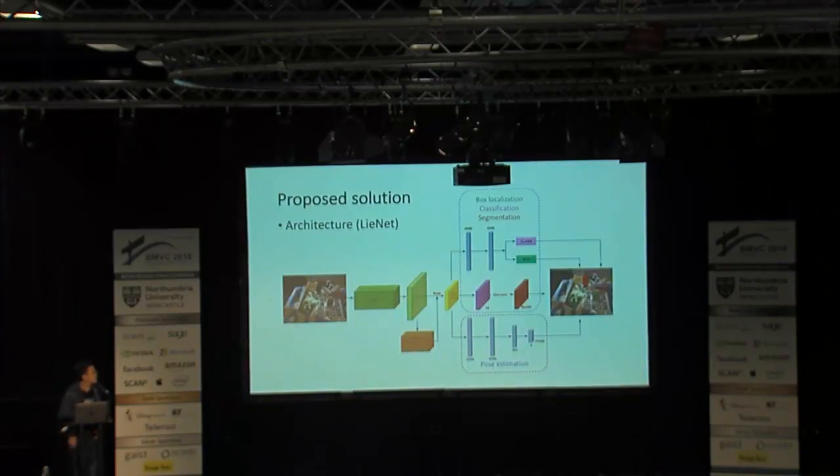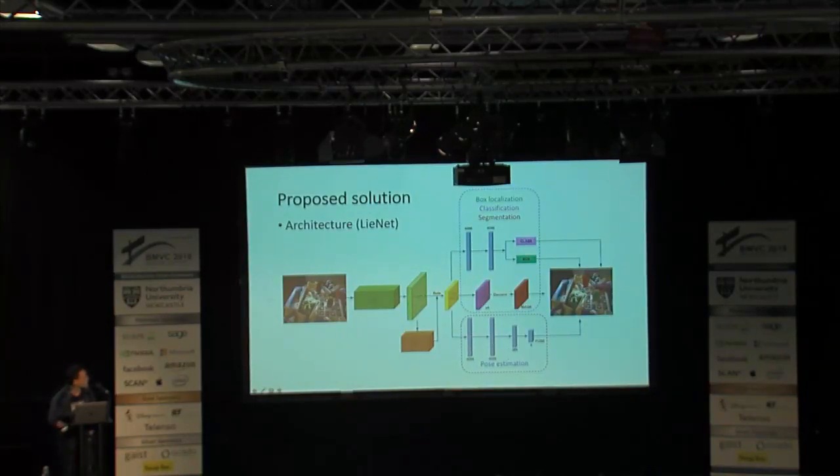So in this class, I will introduce our proposed solution. We call it LieNet. I think this work was done about half a year ago. Back then, there was no official release of Mask RCNN. The first author, Trung, in our group, implemented this code himself based on Caffe. That enables us to add another head along with the first two heads, which do the box localization, classification, and the segmentation task simultaneously.